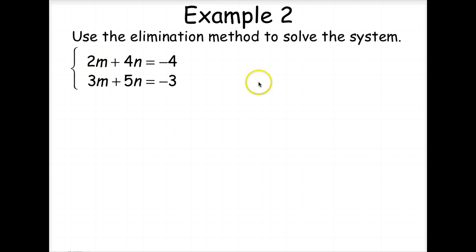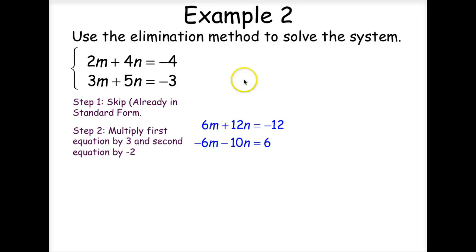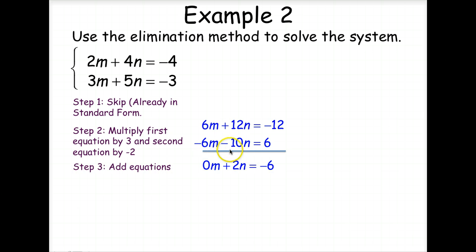Example 2. Okay, look to see, is it in standard form? Yes, it is, so we get to skip step 1. But we've got a little problem. None of these are additive inverses, so we're going to have to multiply this first equation by 3, and we're going to multiply the second one by negative 2. It doesn't matter, you could do this first one by negative 3 and this one by positive 2, as long as you can eliminate these two. It doesn't matter which order.